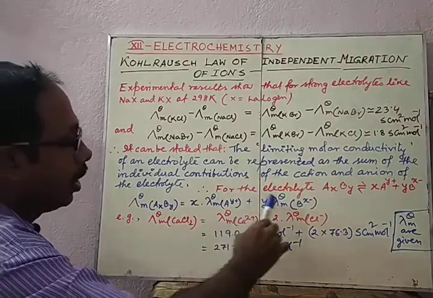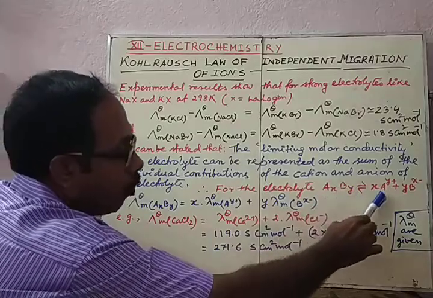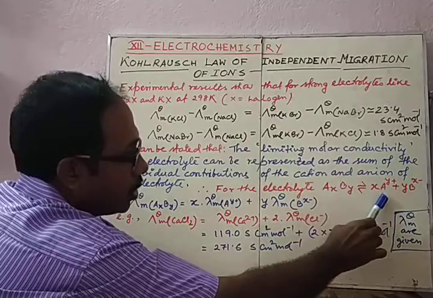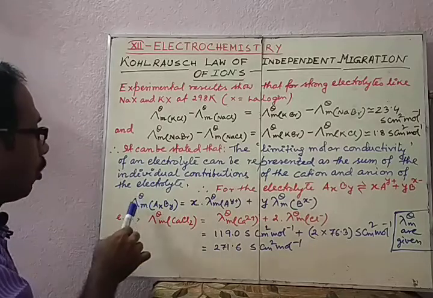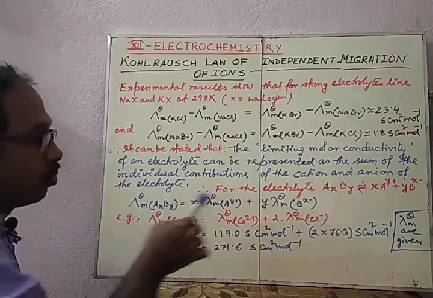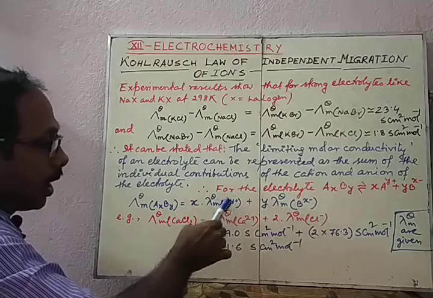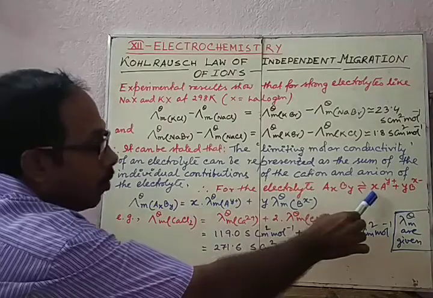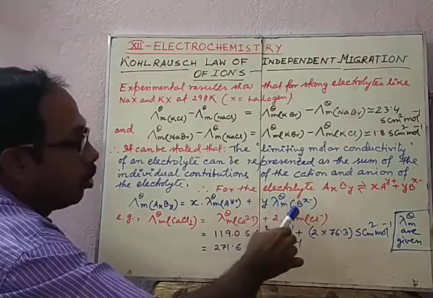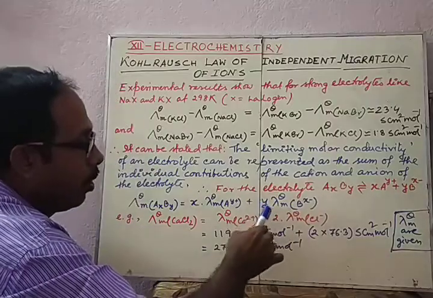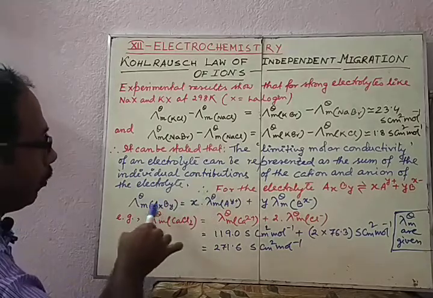For example, if I write an electrolyte AxBy, it is ionized in this form: x number of A^y+ ions plus y number of B^x- ions is formed. Therefrom, we can write the limiting molar conductivity of AxBy for this electrolyte. It will be the limiting molar conductivity of the cation multiplied with its number of ions formed, x, plus limiting molar conductivity of the contributing B^x- ions multiplied with its number of ions, y. So according to the definition, this is the example.